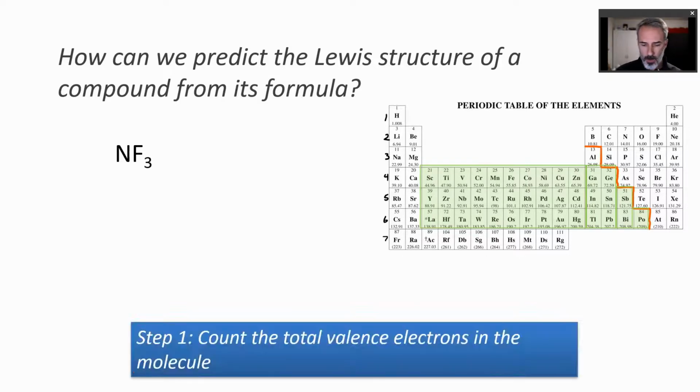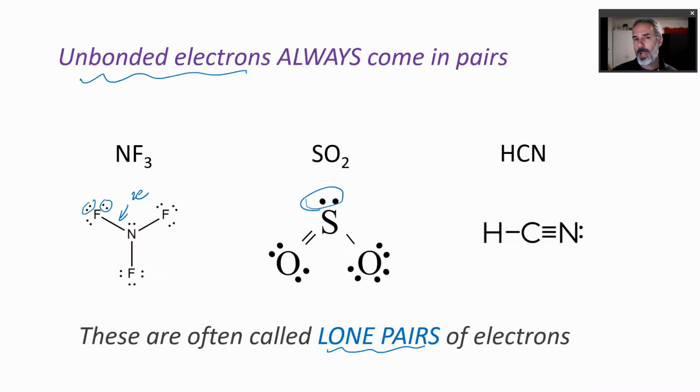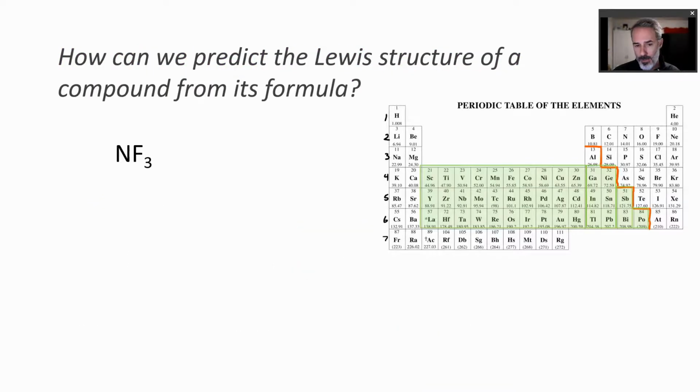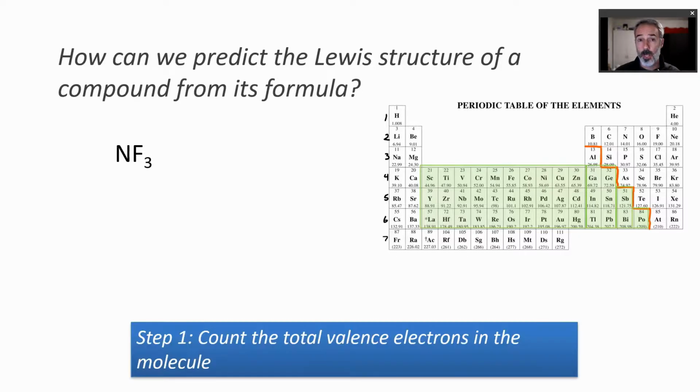Okay, so let's start with rule number 1. Rule number 1 is count the total valence electrons in the molecule. If I go back and show you these molecules, it turns out all of these electrons, whether they were a lone pair, a bonding pair, or a double bond, were valence electrons. They're the electrons in the outermost shell of oxygen or sulfur or any atom we're talking about. So we have to revisit how we actually figure out the number of valence electrons in a molecule.